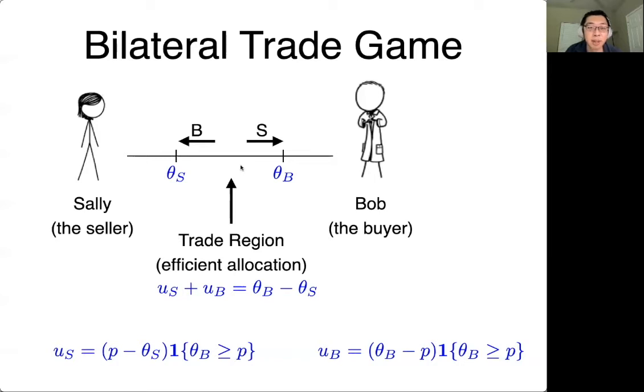And in that case, Bob wants the price to be lower and Sally wants the price to be higher. And we know that the sum of utilities is a fixed number, which is value minus cost. And in that case, the trade is efficient, but the players want to push the prices into different directions.